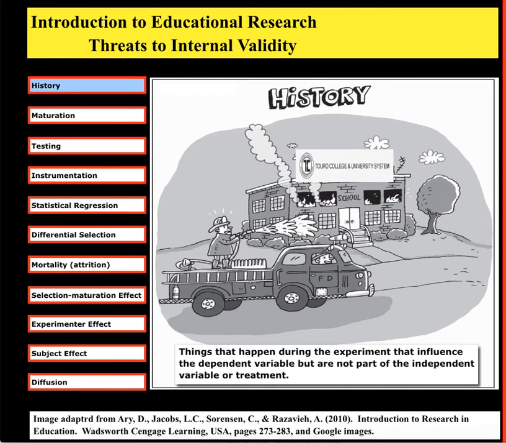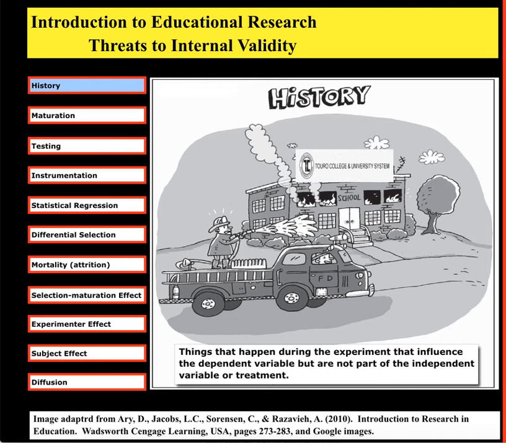Specific events or conditions other than the experimental treatment may occur between the beginning of the treatment and the end of the research study. And this is referred to as the history of the study. It's from the onset of the study to the end of the study. That distance or that time is called the history. And these events or conditions that are not part of the independent variable or treatment may produce changes in the dependent variable.